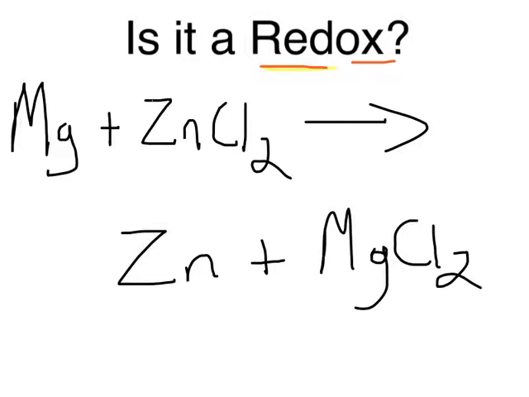in order to determine if it's a redox reaction, we have to determine the oxidation numbers of the elements in each of the compounds in the equation. So we're going to have to use the rules that we've learned, and there's four really that you have to remember. The first one is that any element is always going to have an oxidation number of 0.